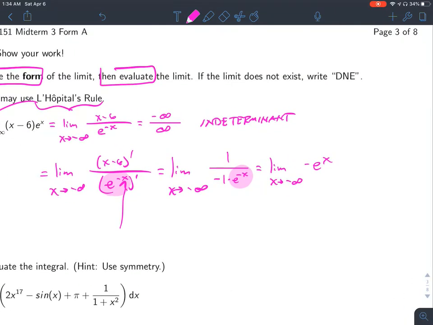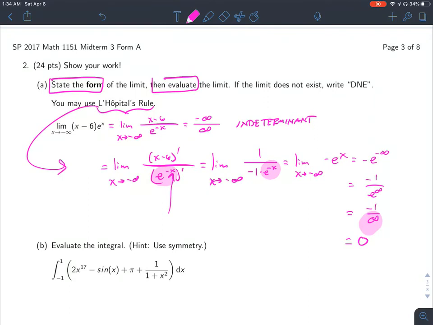Now to evaluate this limit, we're going to put in negative infinity for x, which means this is negative 1 over e to the infinity, which means this is negative 1 over infinity. If the bottom is growing without bound, going to infinity, and the top is a constant, that means that this limit is approaching 0. Hopefully that made sense, kind of sloppy.